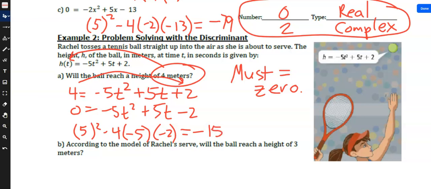So will it reach 4 meters in the air? No. Right? And that's, see, because since it's a negative number, that's telling me we've got no real solutions. So never going to reach, never going to get there.